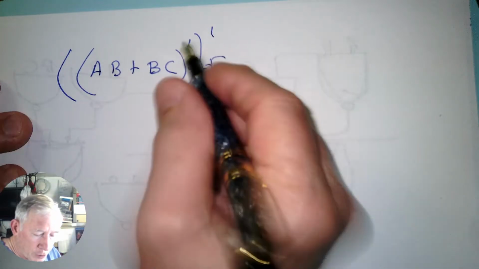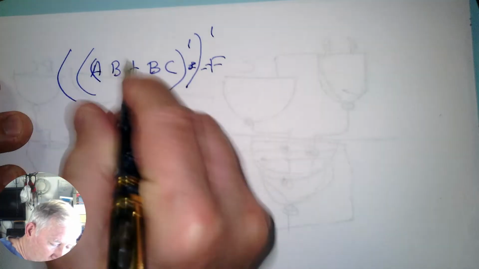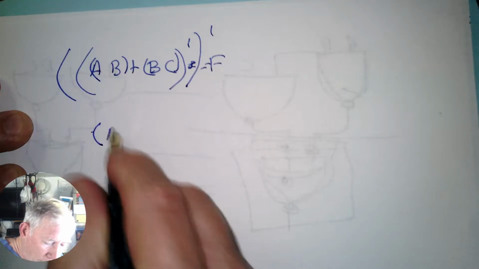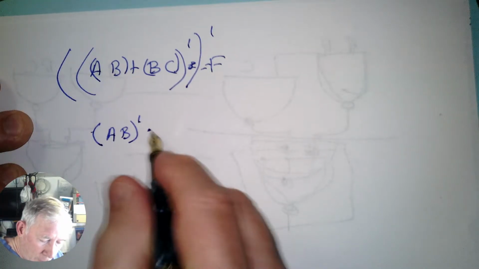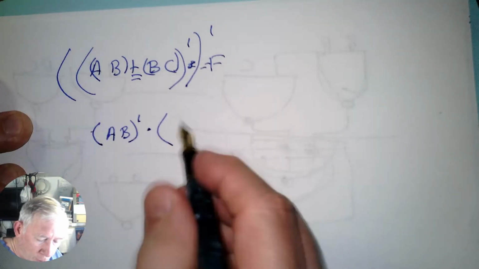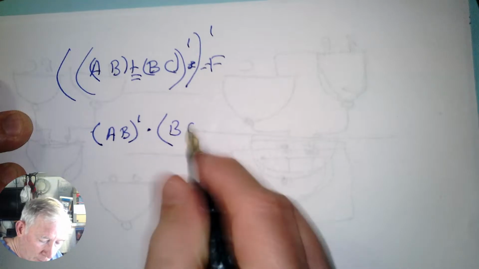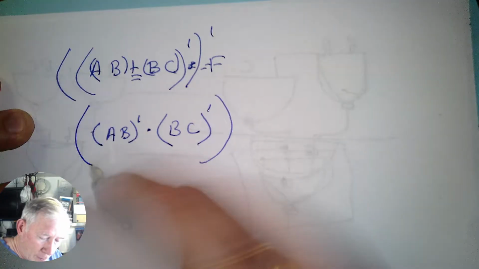And then you partially expand the internal one. And what you do is you put parentheses around these, and you bring this in, and what you get then is you get the quantity AB prime times, because you have to change that operator to an and sign, BC prime, and then the whole thing prime.